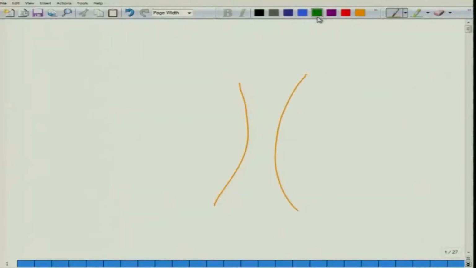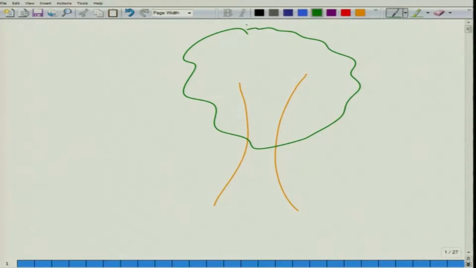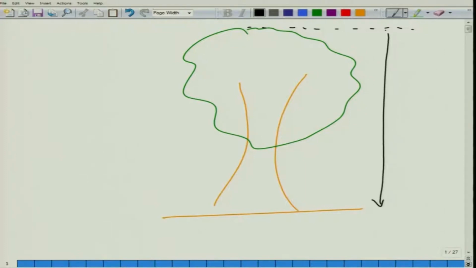So, if we draw a tree, then its height would be the top portion height measured vertically above the ground. So, this is the height of the tree or the tree height. On the other hand, we also define something known as the stem length. The length of the stem is this length when it is measured along the tree axis. So, it would go like this.